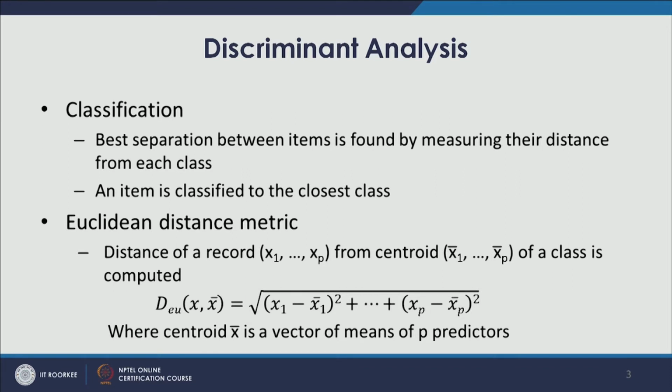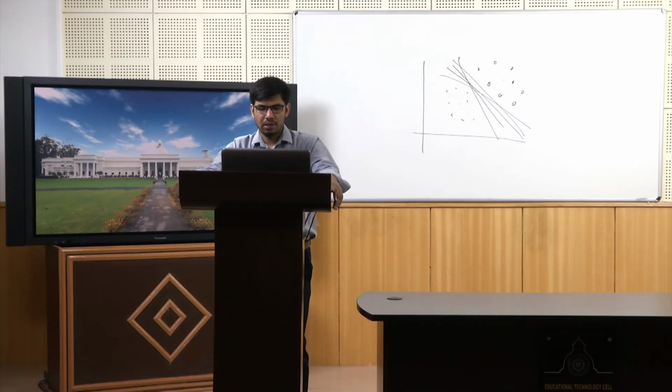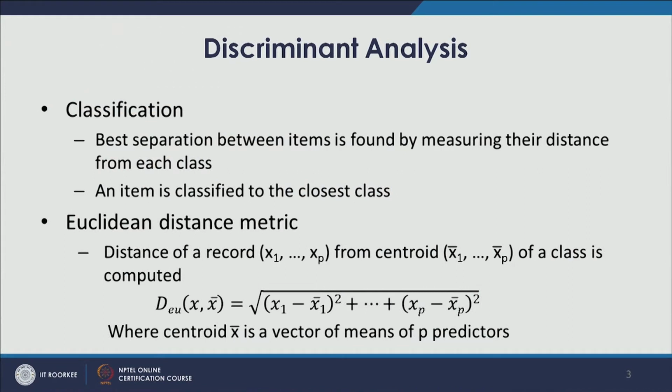The distance of a record x1 to xp from the centroid, x1 bar to xp bar, of a class is computed in this fashion. This distance EU is for Euclidean, the distance between x, that is for an item or a record, and the centroid, that is x bar. That is nothing but a vector of means of the p predictors, as you can see, where centroid x bar is a vector of means of p predictors. The formula is quite familiar: square root of (x1 minus x1 bar) squared, up to (xp minus xp bar) squared.